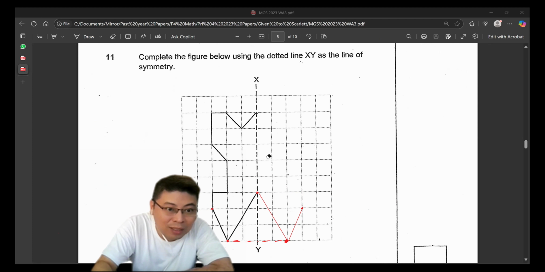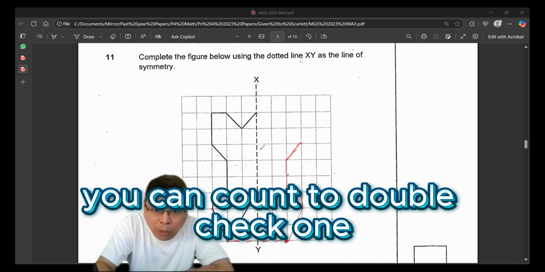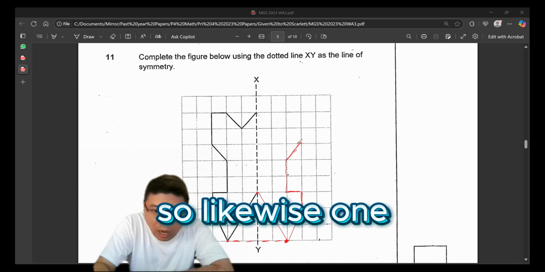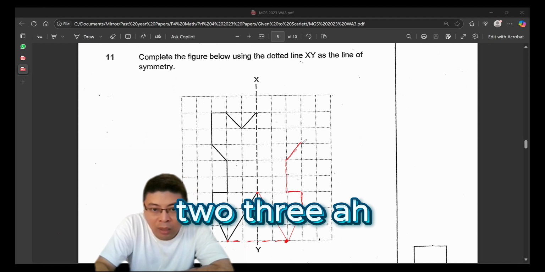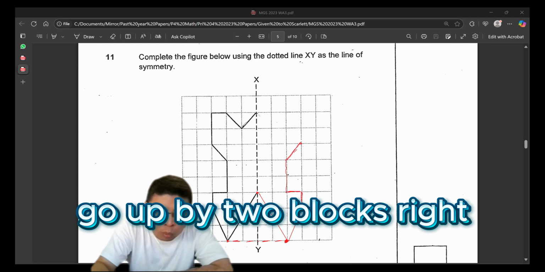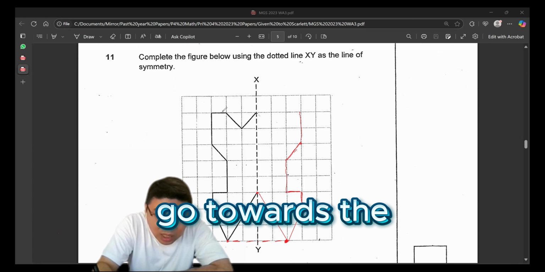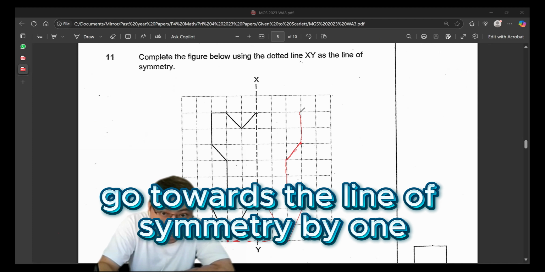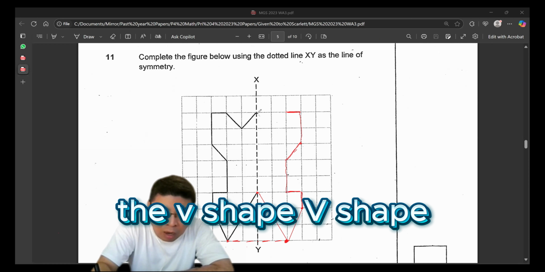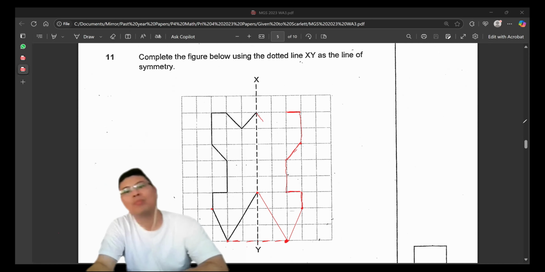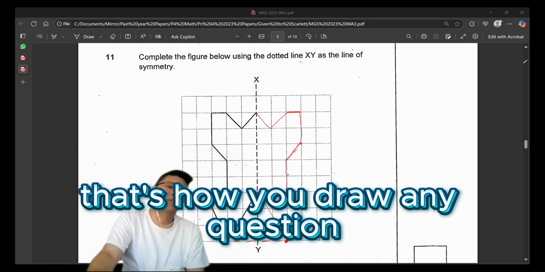Because it's just one grid, so it's okay. No need to count the grid lines, but you can count to double check. 1, 2, 3. So likewise, 1, 2, 3. Okay, then next go up by 2 blocks. Then after that, it's now here, go towards the line of symmetry by 1. Then this way, right? The V shape. That's how you draw. Any question?